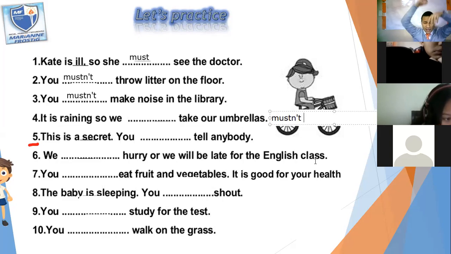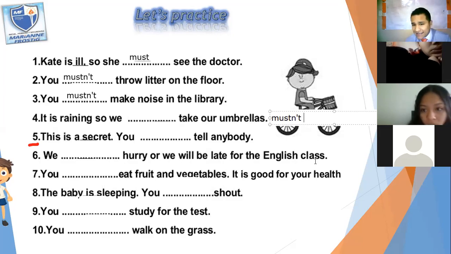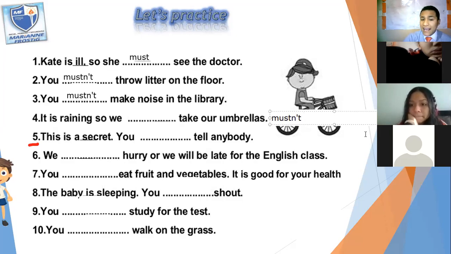Listen, it's raining, okay, raining, and we mustn't take our umbrellas. Is it a prohibition or necessary? Two options, Anaelis. Mustn't or must. Is it an obligation to take the umbrella or is it a prohibition? Obligation. Excellent, it is on the chat. So, mustn't or must? Remember, must is affirmative. Mustn't is negative. Okay, very good.